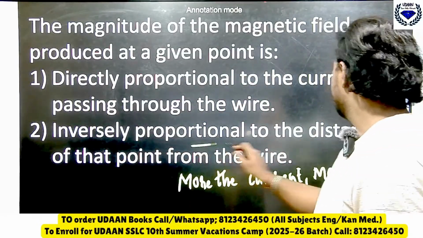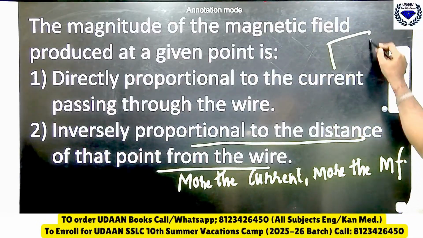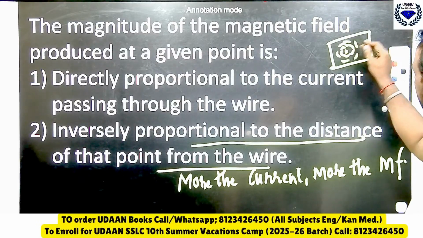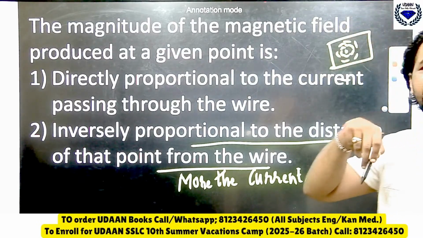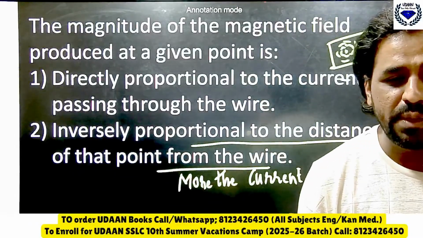Second, it is inversely proportional to the distance of the point from the wire. That means here there is a cardboard, and the closer you are, the stronger the magnetic field is, and the farther you go, the more the magnetic field decreases. These two properties you should be able to know here.